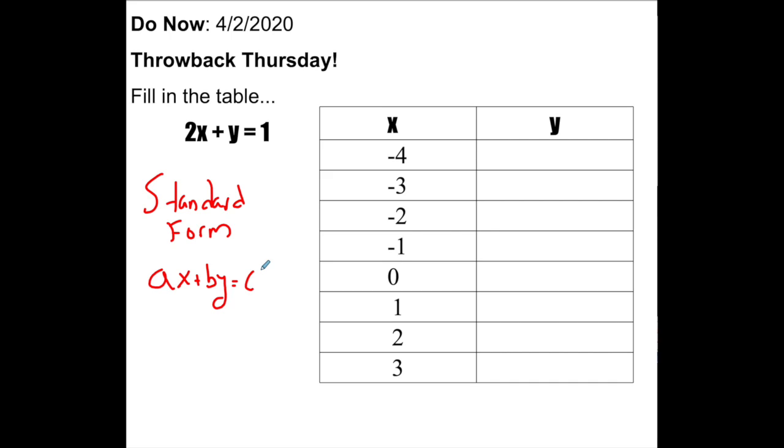So here's what I want you to do. You've got 8 numbers here. For each number, I want you to plug in for x, and then I want you to get y alone. And once you figure out y, I want you to put it next to the x value. So here's an example. When x is -4, I'm going to plug in -4 for x.